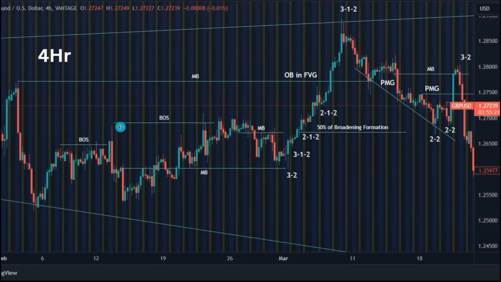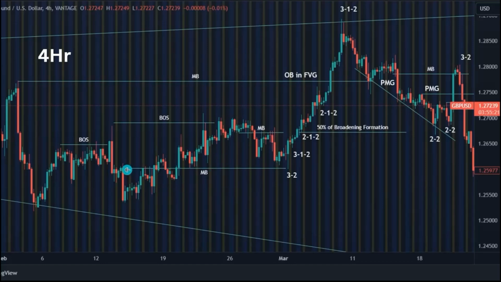So we have to take out this side of the broadening formation. So price is going to continue to move up until this side is taken out. And that's when that occurs. But within this move, you're going to have broadening formations on a smaller time frame. As you see, broadening formation to the upside, broadening formation to the downside, broadening formation to the upside, broadening formation to the downside. It all follows the same pattern, and then it reverses.